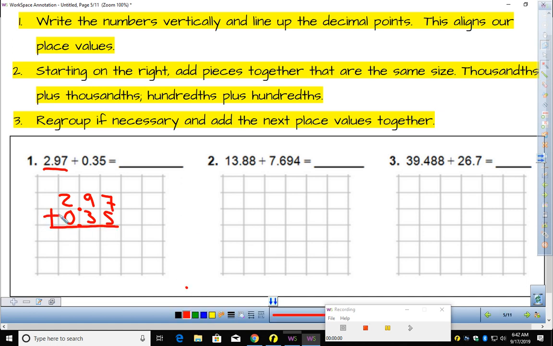All right, let's add. 5 plus 7 is 12. 1 plus 9 is 10, plus 3 is 13. And 1 plus 2 plus 0 is 3. Our decimal point falls straight down. 3 and 32 hundredths. Pause the screen and try the next two.